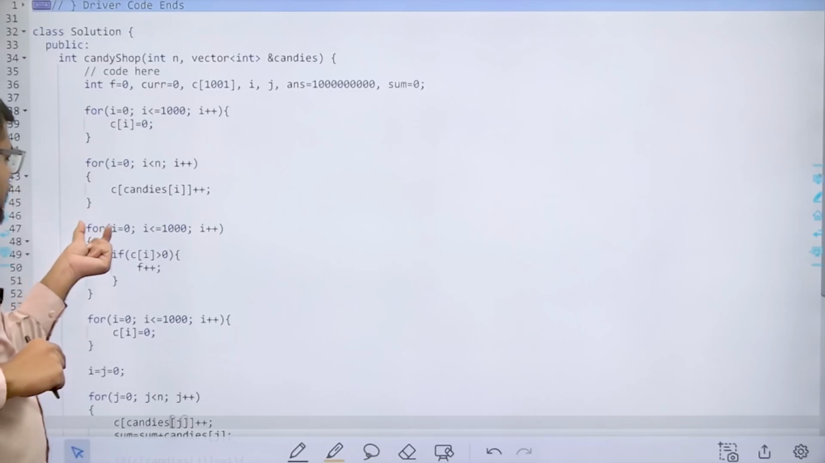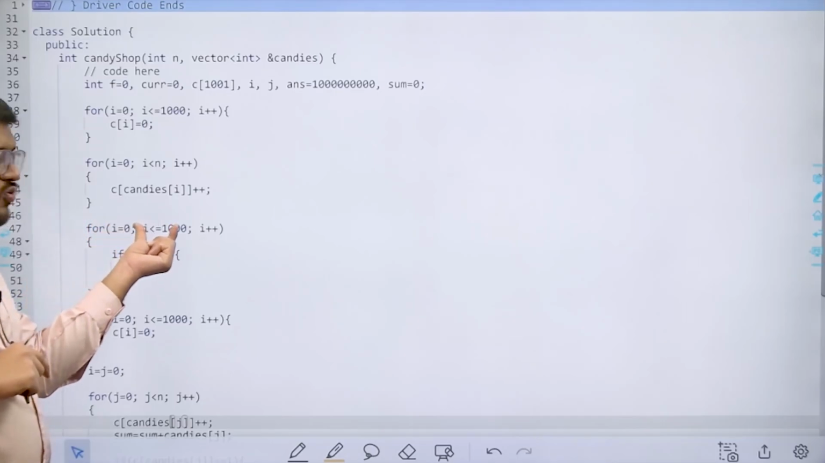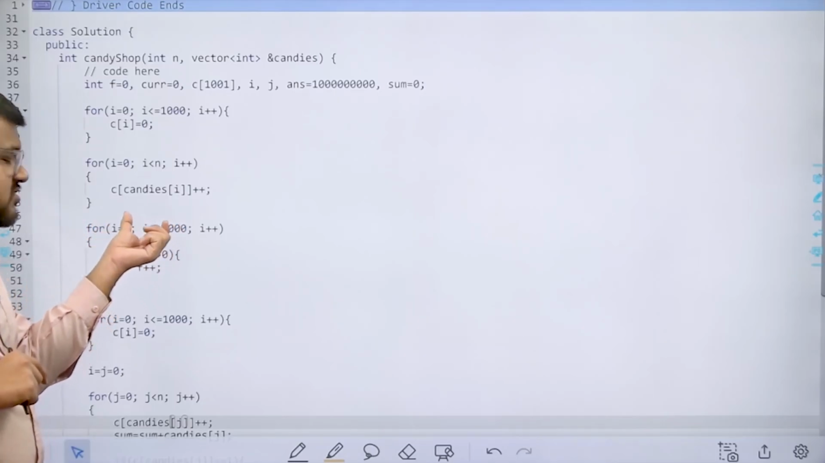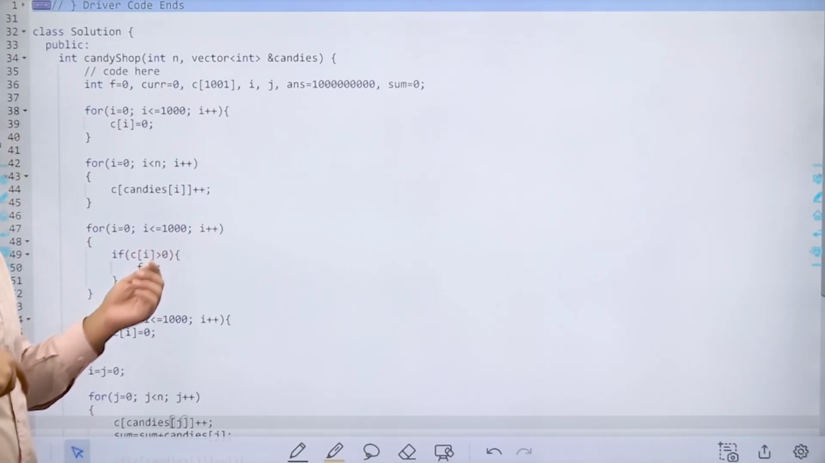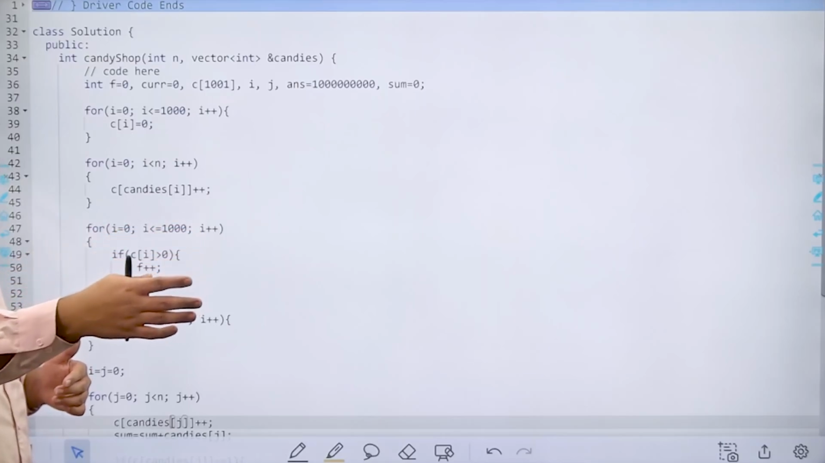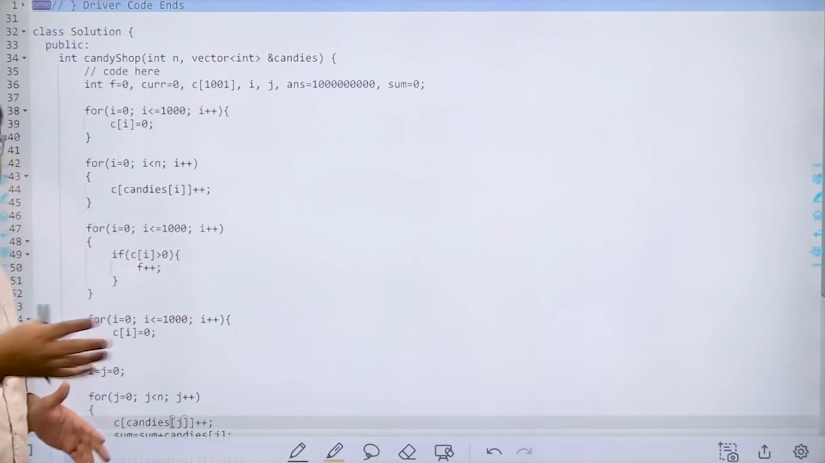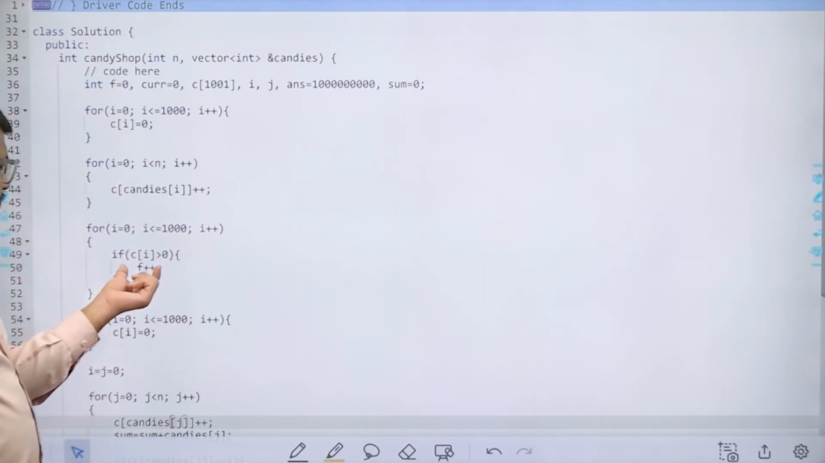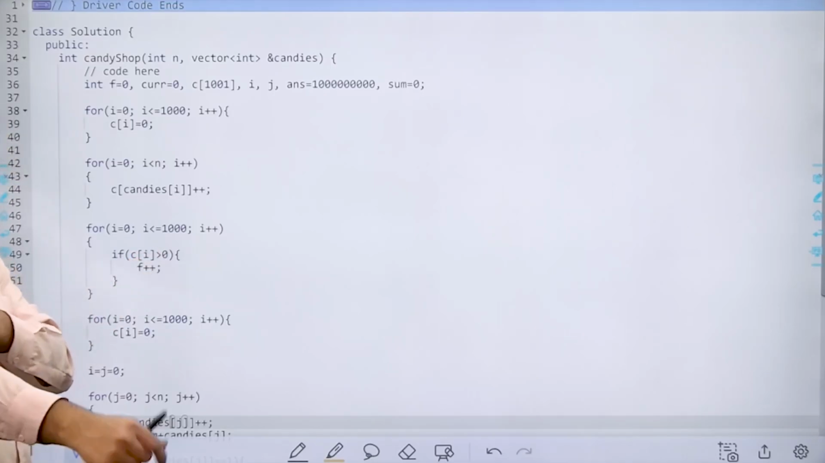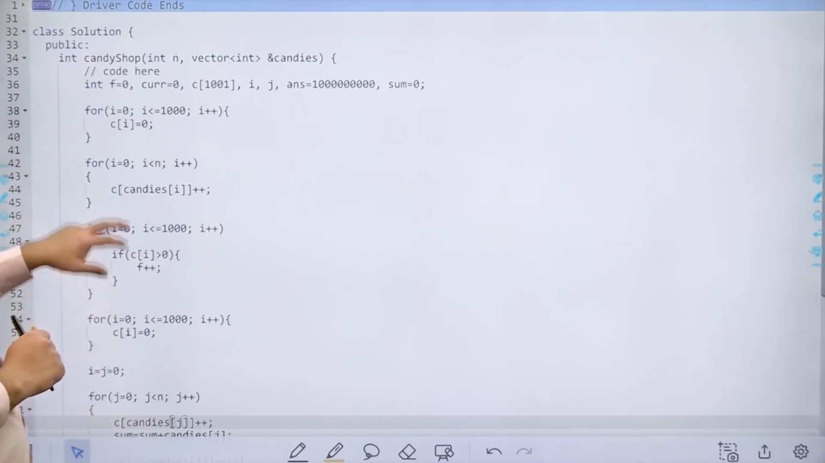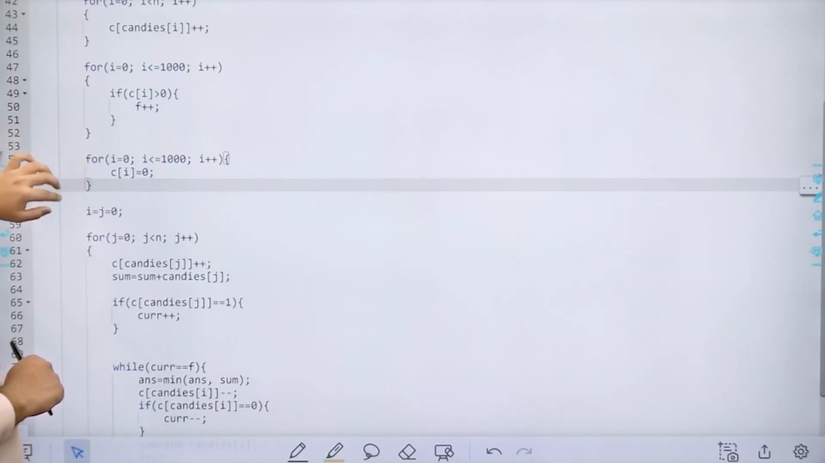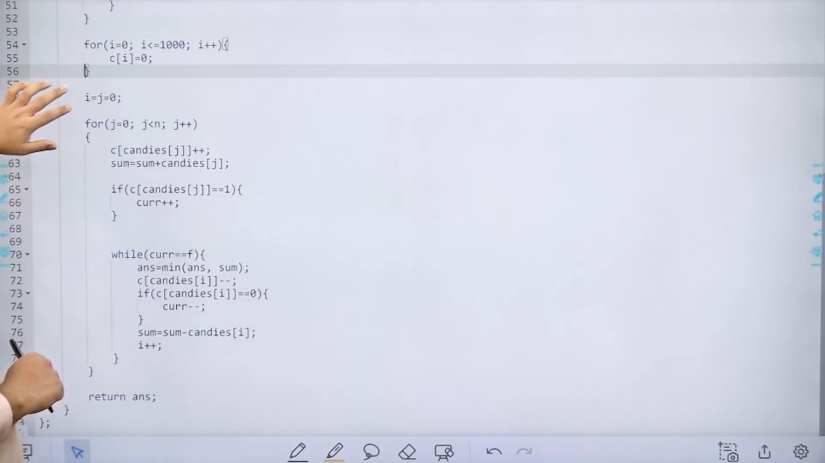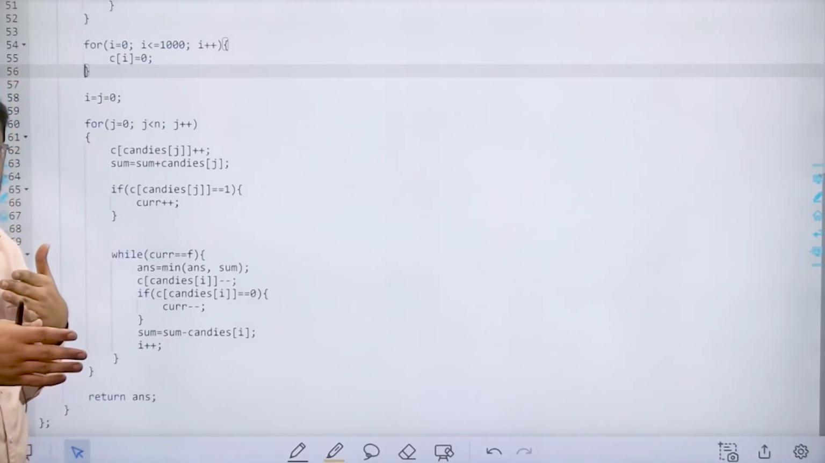Then what I have done is I have again traversed from 0 to 1000, that is the different unique prices possible, and if the count of a particular price is greater than 0, it may be 1, 2, 3 or 100. For one price there may be 100 candies. Then I have to increment my f value once only because all of them are same candies, and f will store the number of unique candies. Then I will again mark this count as 0 because now I want to use it for counting the number of unique candies in the current subarray.